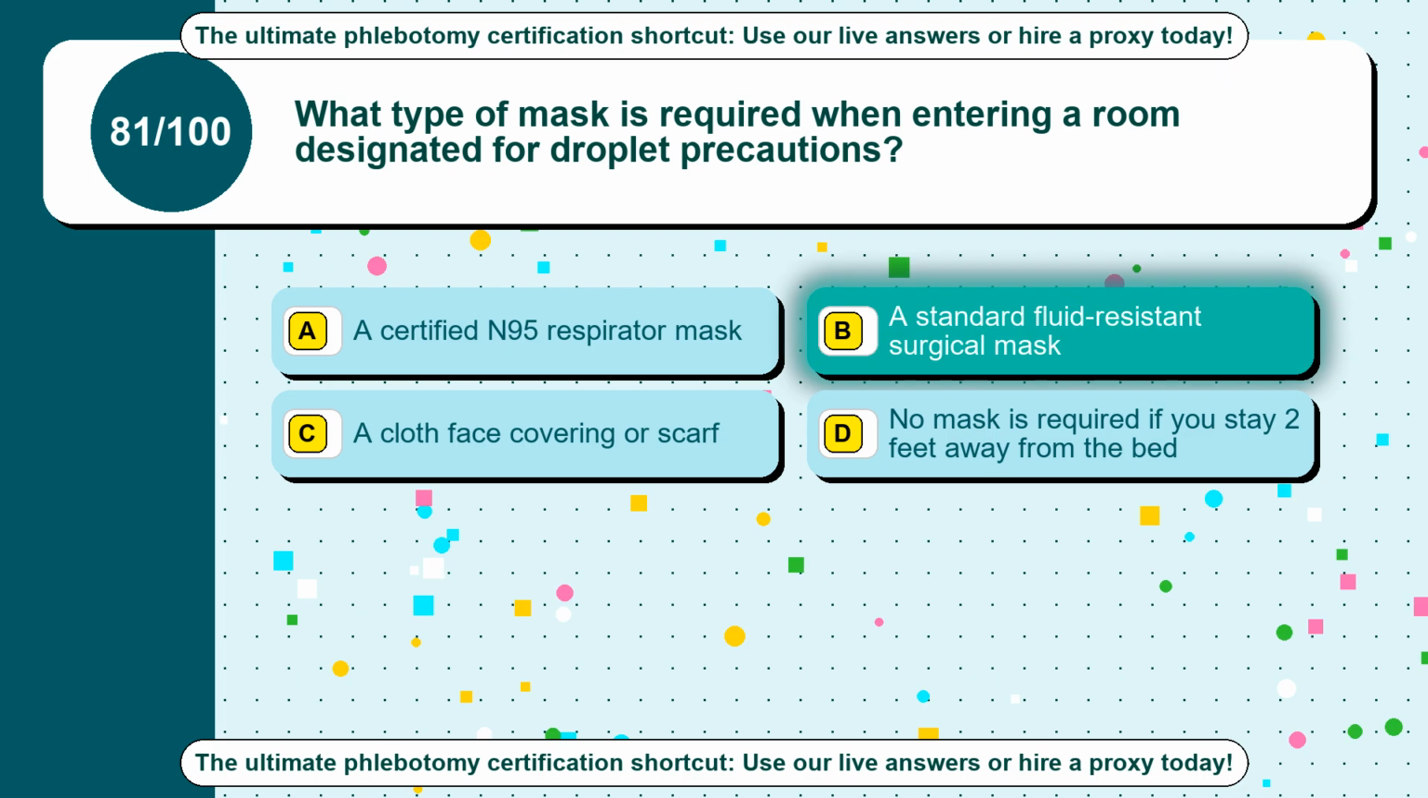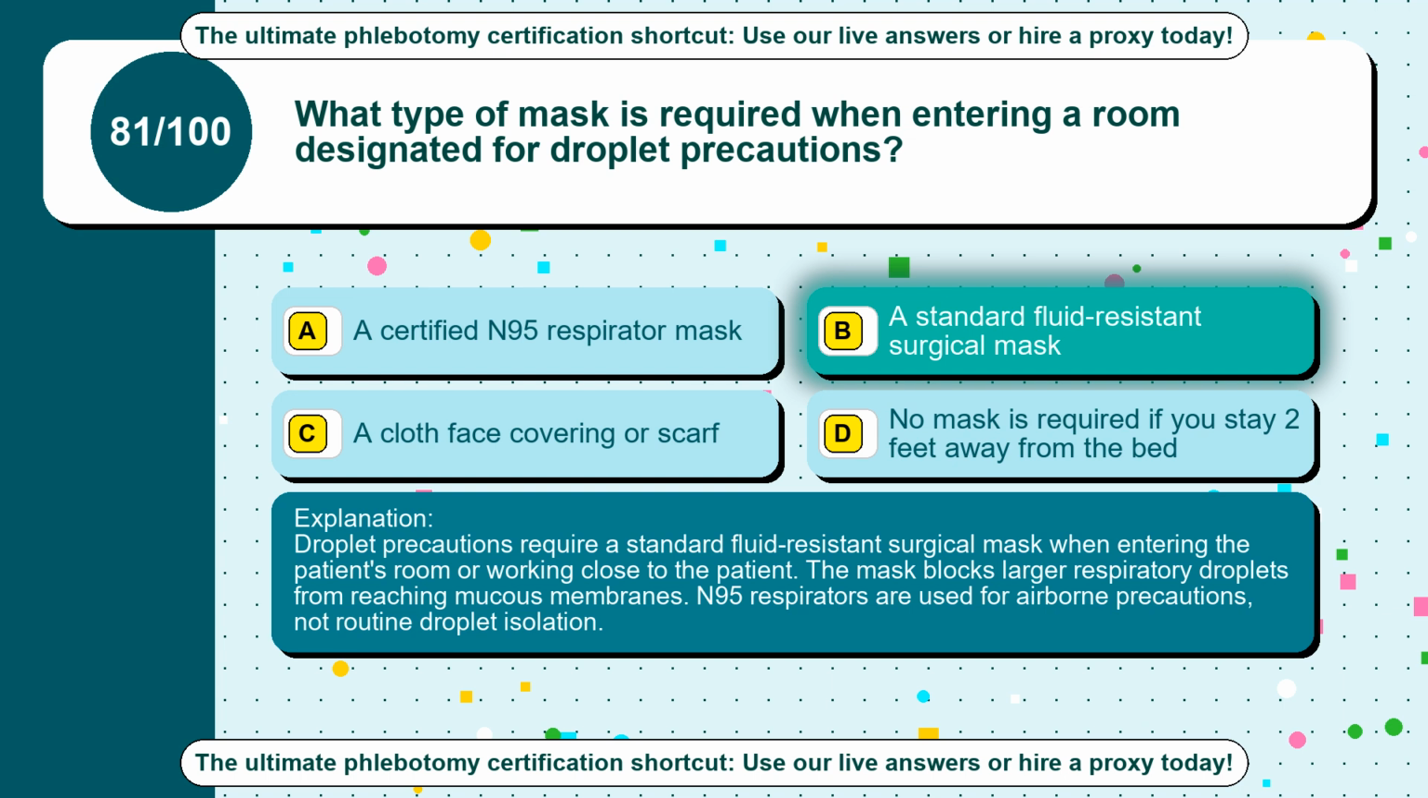The correct answer is option B. A standard fluid-resistant surgical mask. Droplet precautions require a standard fluid-resistant surgical mask when entering the patient's room or working close to the patient. The mask blocks larger respiratory droplets from reaching mucous membranes. N95 respirators are used for airborne precautions, not routine droplet isolation.